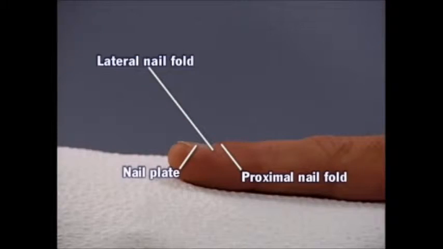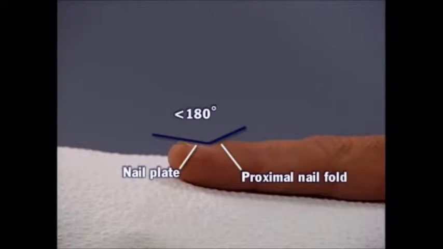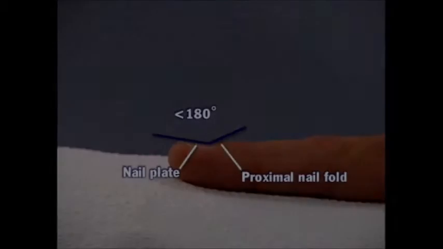Note that the angle between the proximal nail fold and the nail plate is normally less than 180 degrees. In conditions of chronic hypoxia, however, you may detect clubbing, in which case the nail plate may become more convex, with the angle increasing to greater than 180 degrees.